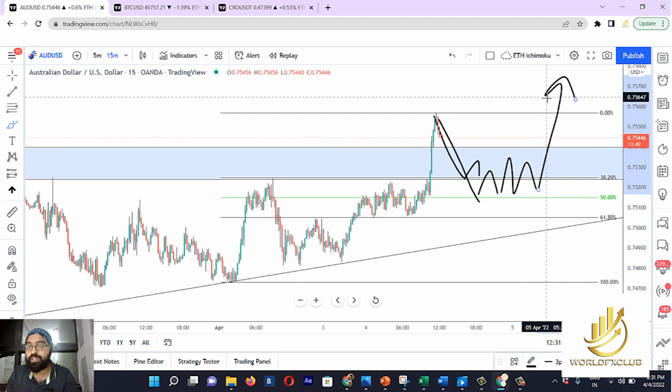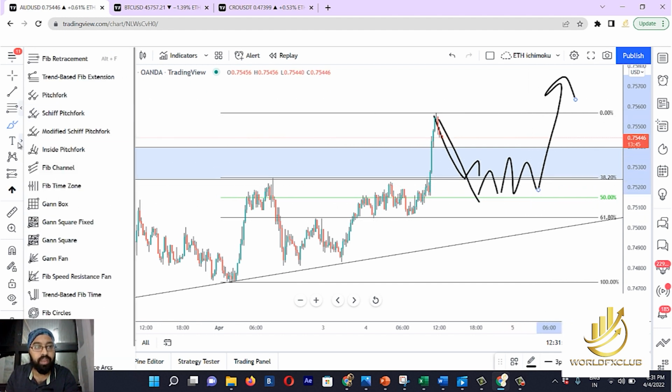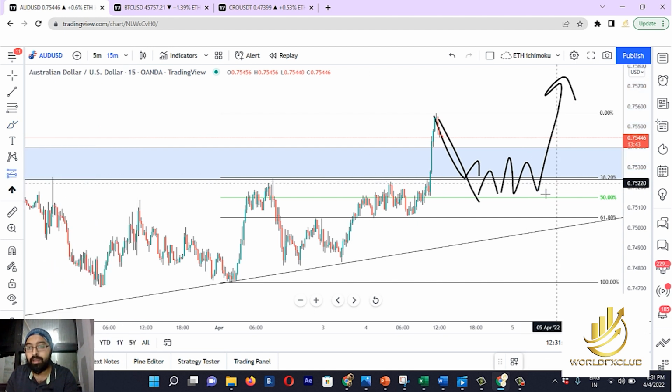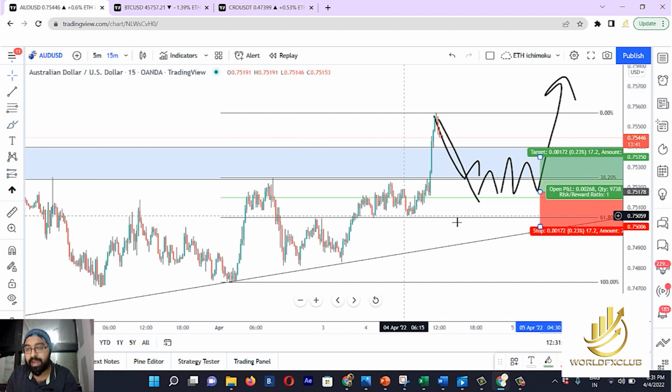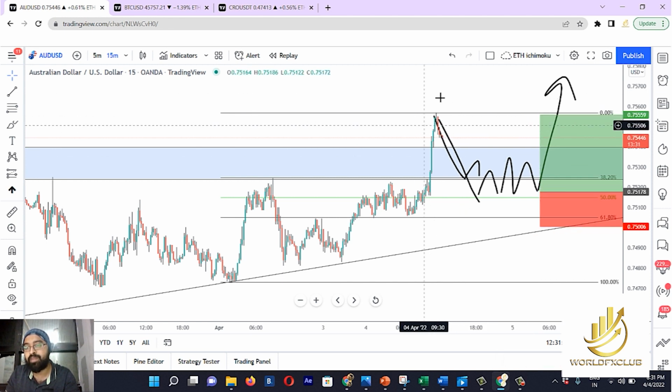So if you take a long position, your stop loss will be right below. So again, the same criteria. If I'm taking a long position here, my stop loss will be right below this area, and at least I should have 1 to 2 risk to reward or 1 to 3, the more the better. So I'm okay to take profit up to the same highs, the previous high, right?